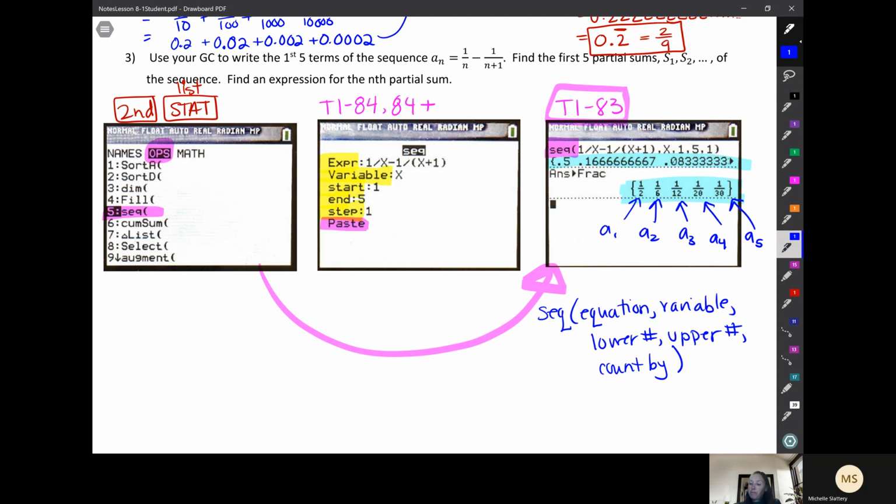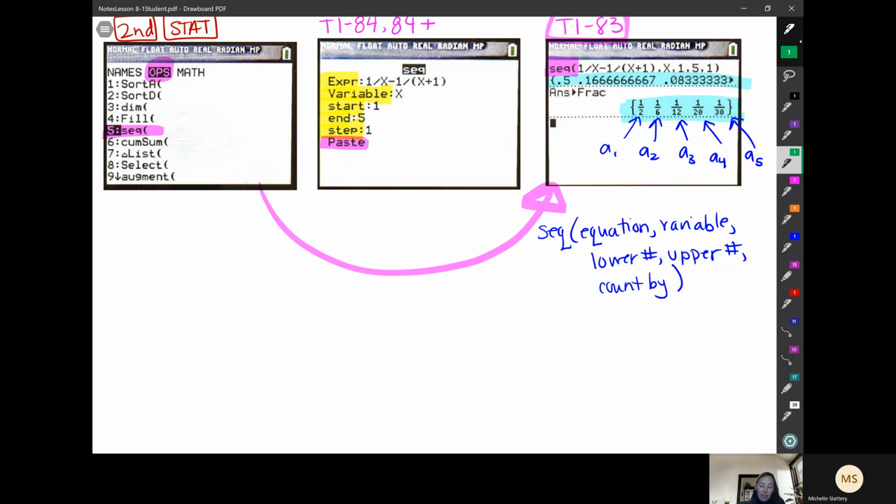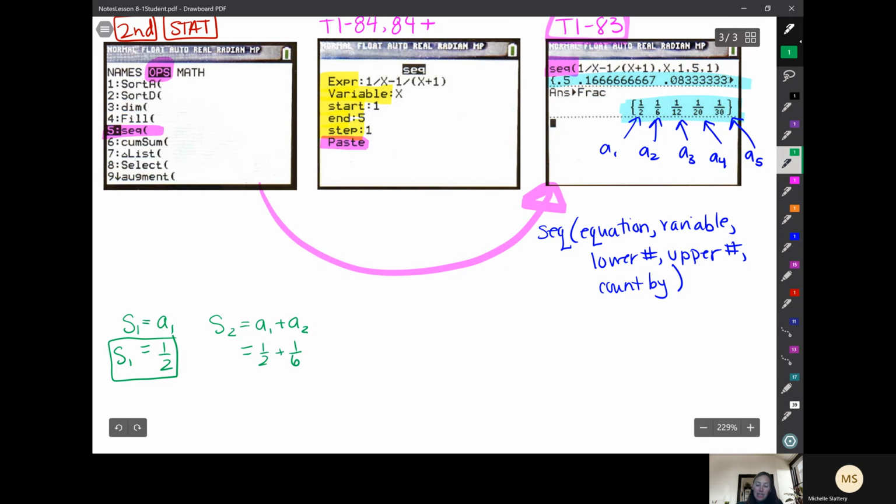The second part of the question here asks us to find the first 5 partial sums. So we're finding s sub 1, s sub 2, s sub 3, and so on. So what that means is we're going to add up the terms. So s sub 1 is simply equal to the first term. So that's a sub 1. So that's just 1/2. So s sub 1 is just 1/2. Okay. S sub 2 is going to be the sum of the first 2 terms. So it's a sub 1 plus a sub 2, which would be 1/2 plus 1/6. We add that together and we get 2/3.